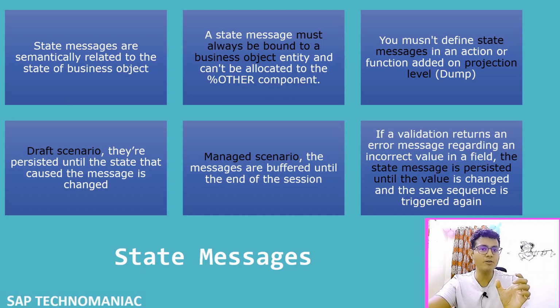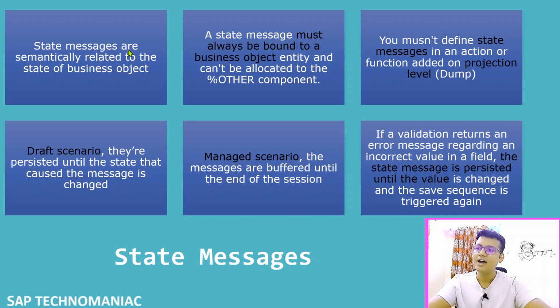If you are filling the reported other component, then you should not pass the state area, and you always declare the transition message. You should not declare the state message, because a state message always belongs to the particular object's instance, that particular entity, but in case of other it belongs to another entity, so we can't pass those kinds of messages as state messages.